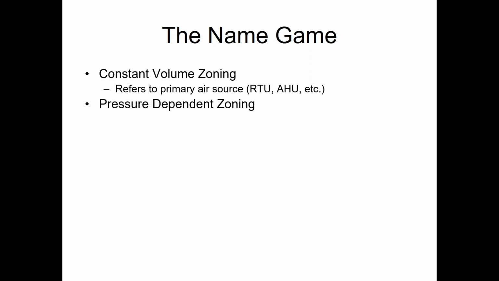Pressure dependent zoning. You might hear that. You probably won't hear it a lot because everybody gets really confused on what dependent and independent means. A VAV system is pressure independent.